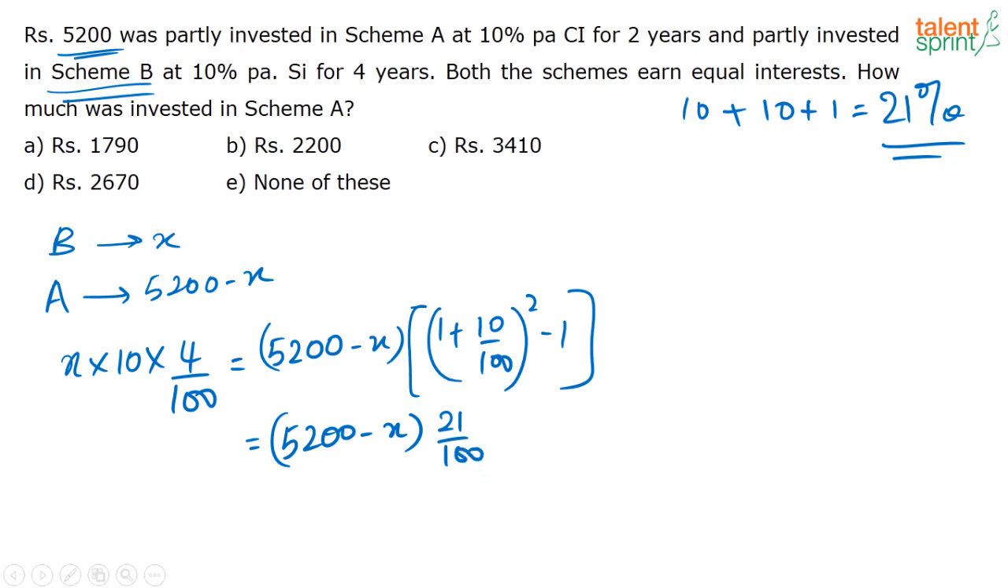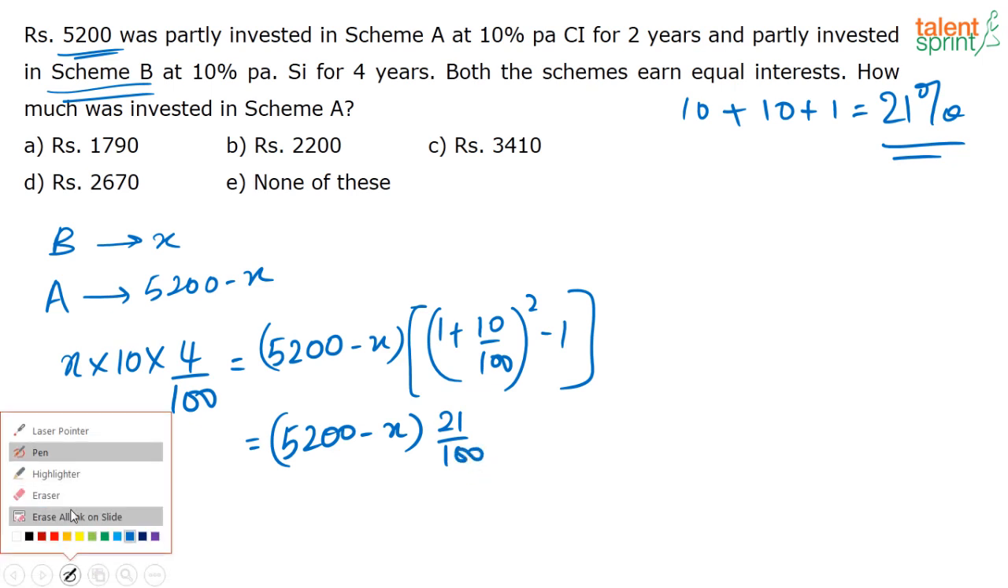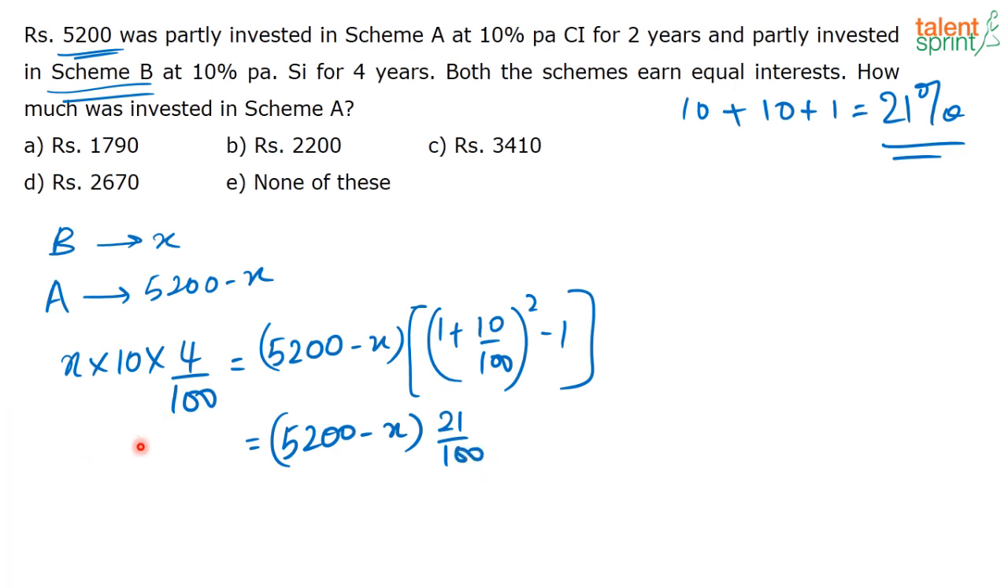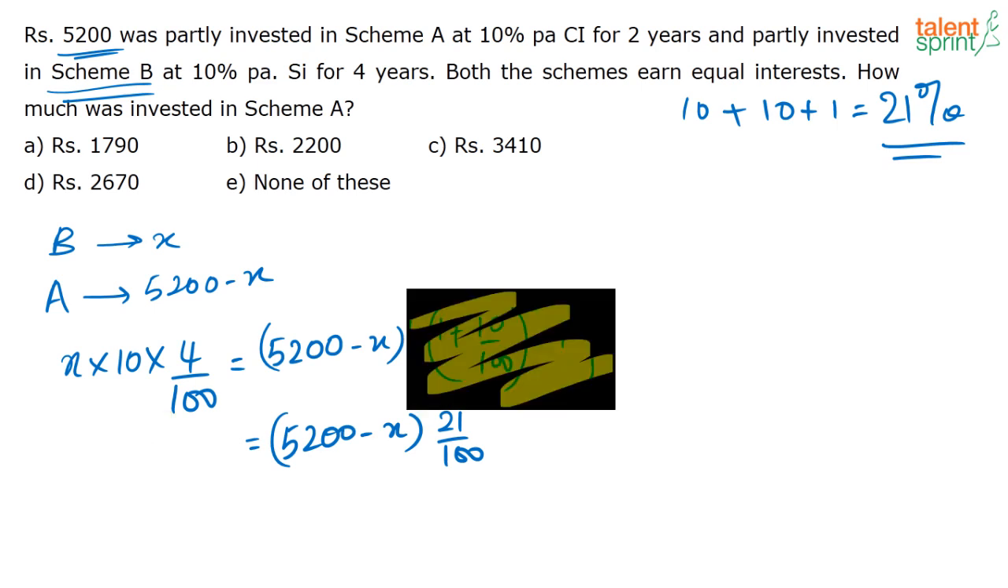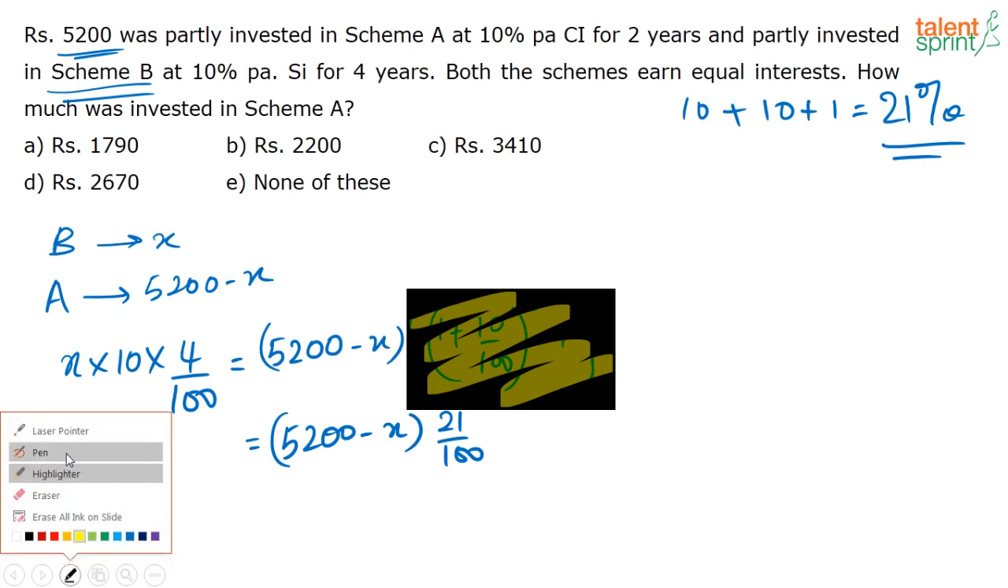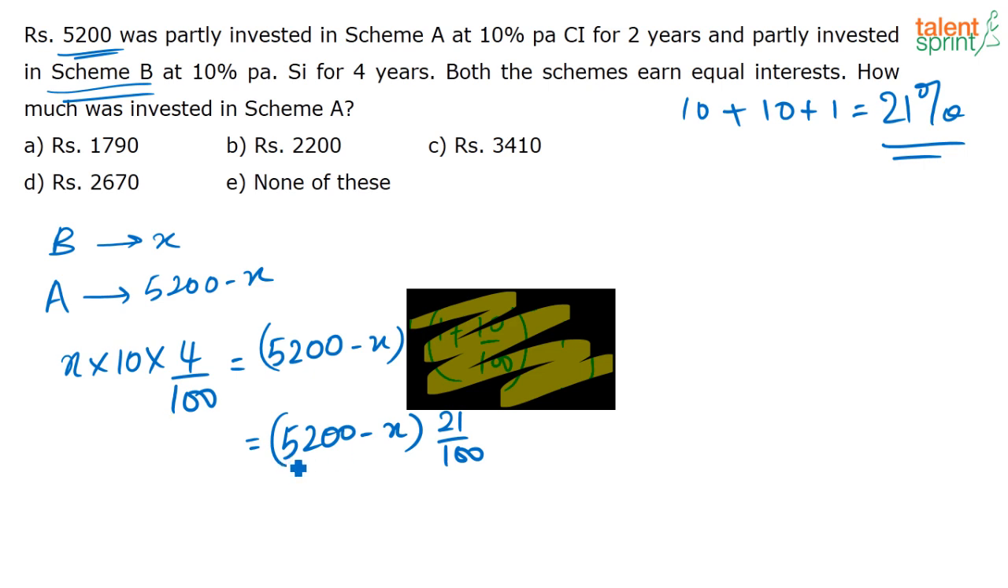21 by 100. Now see, in the exam I don't want you all to write this step, you needn't write it at all. Just directly write it as into 21 by 100. So you can omit this. You needn't write that in the exam. So you get (5,200 minus X) into 21 by 100. Now if you equate these two, you can solve for X.